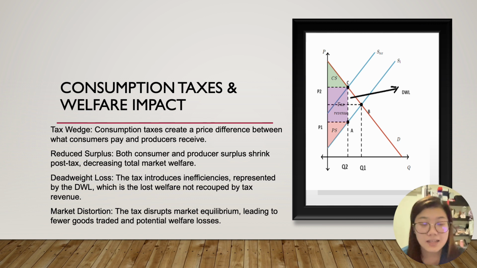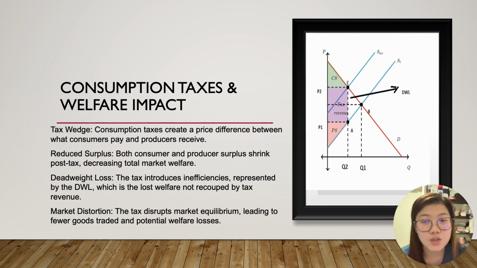When a consumption tax is introduced, you can see from the diagram on the right that it causes the supply curve to shift left. This is because it creates a wedge between the price consumers pay and the price producers receive. This results in a decrease in the quantity of goods traded.